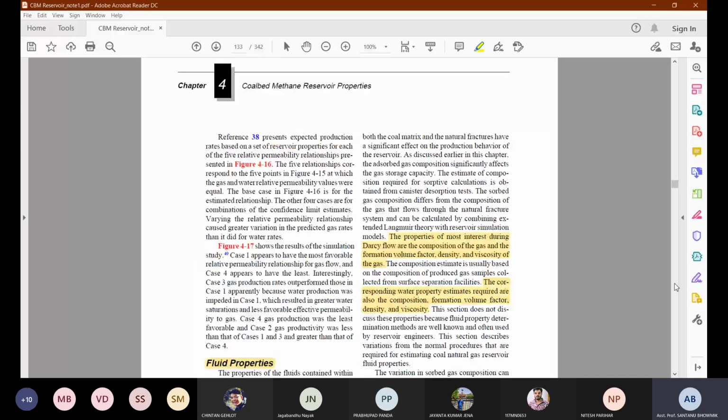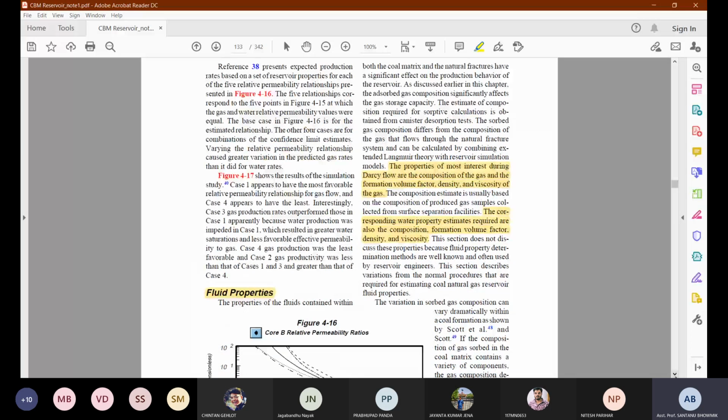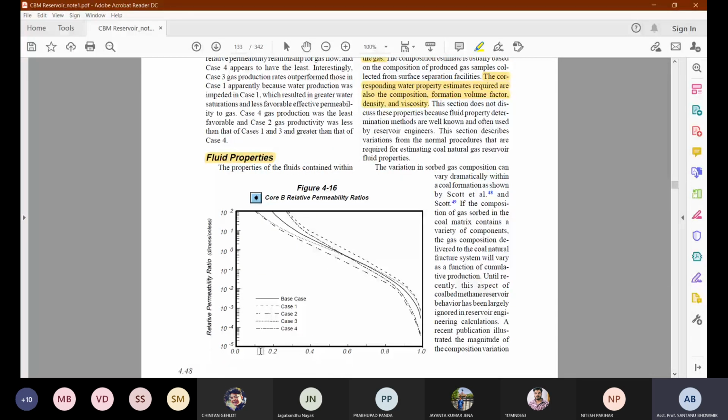So how are you going to get the fluid properties? Obviously, whenever you take a saturated core from the CBM reservoir, you can do laboratory analysis and measure how much the saturation of the fluid is, how much fluid is coming out, and what the composition of those fluids is. Okay, if you see the graphs, you can see how, with the difference in saturation, the production or the permeability of the gas and the water are going to change. So these cases 1, 2, 3, 4, the same cases are going to be taken in that earlier graph.